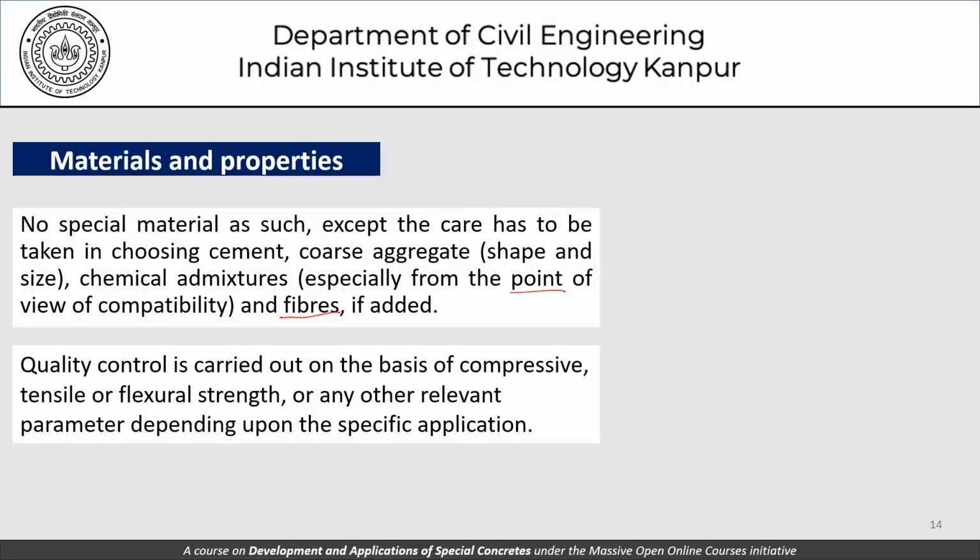Quality control is carried out on the basis of compressive, tensile and flexural strength or any other relevant parameter depending upon the specific application. So this is not very critical except for the fact that how we make the specimens for compressive or tensile or flexural strength is important. We cannot use normal methods like using a vibrator, depositing it against formworks, using smaller samples that we use, and that's what we have talked about extensively, or at least in some form, in some detail, when we are talking about the need to have special methods for even taking the samples. We'll touch upon this question once again a little later.